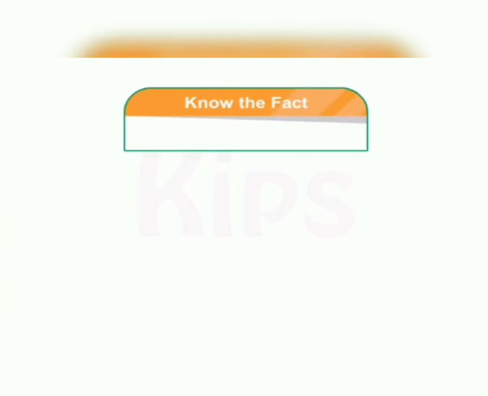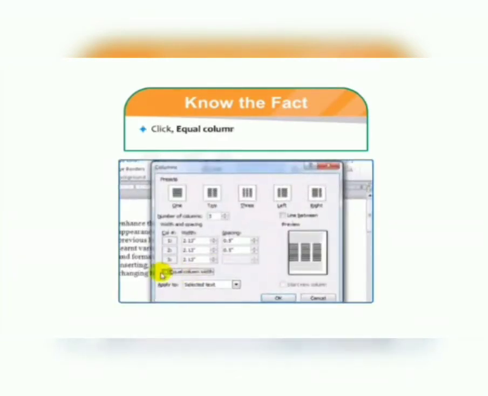Click Equal Column Width checkbox to define columns of equal width. To create columns of different widths, specify width in the spin boxes. It will be activated only if you deselect the Equal Column Width checkbox. To insert a line between the columns, click on the Line Between checkbox.